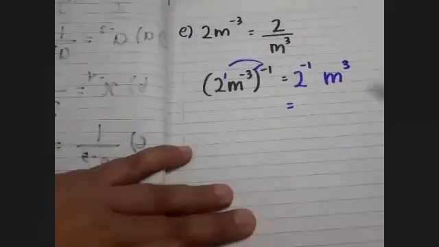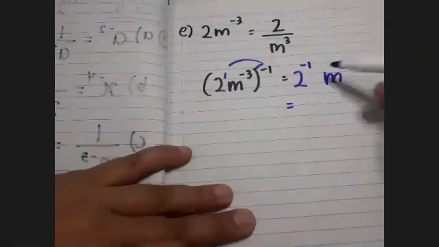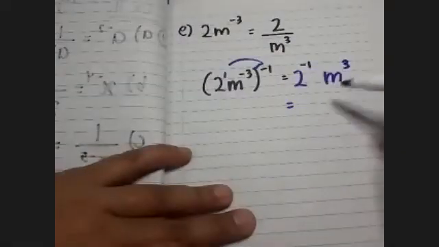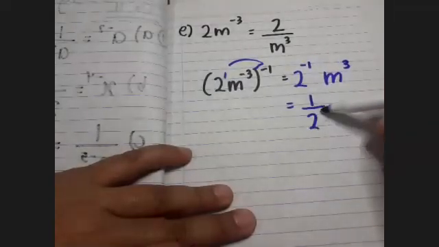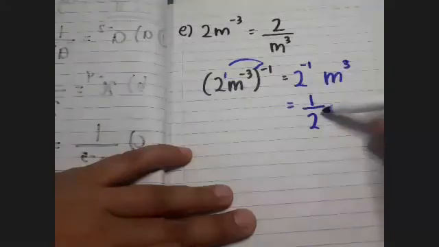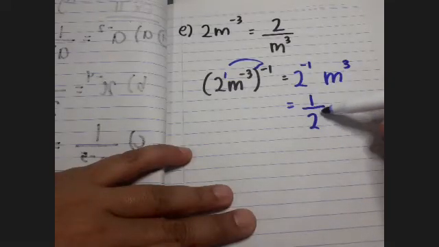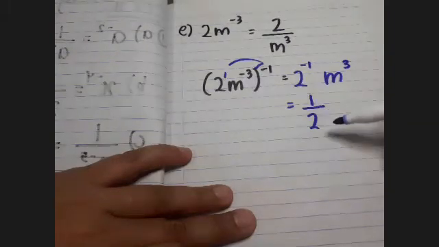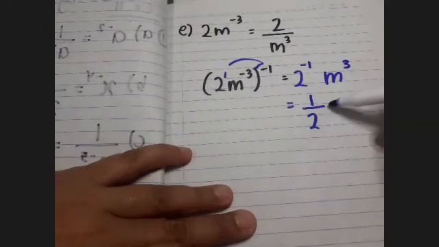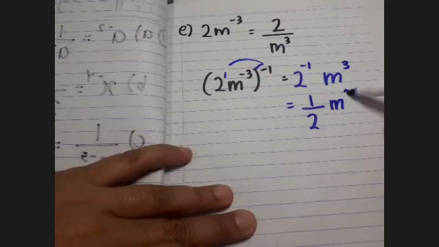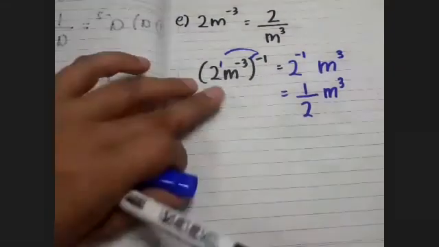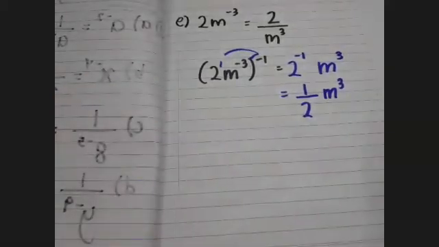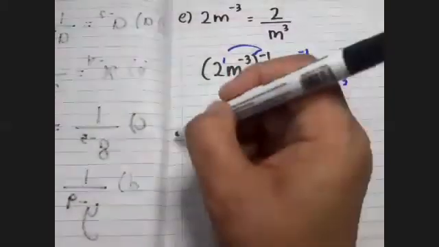Okay, next. This is negative index form. We want to change to positive. So it becomes 1 over 2 power of 1 because this is 1. Do we need to write 1? No, no need. Okay, good. Final answer, no need to write 1 as index. So this is 1 over 2m power of 3. This is the final answer. Okay, remember, this is an additional example.